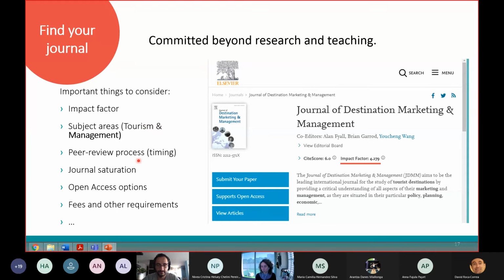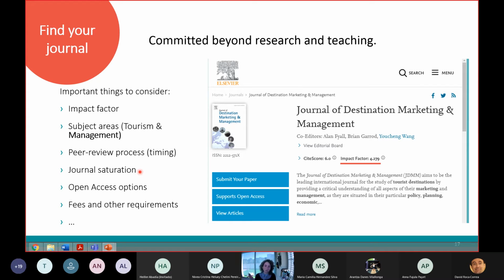Also, the peer review process and the timings, as she said. There are some journals that are really saturated and it takes 1 year or even longer. Some others clearly state that they ask reviewers to take a single month, for example. So that is something you can take into account: how saturated the journal is.